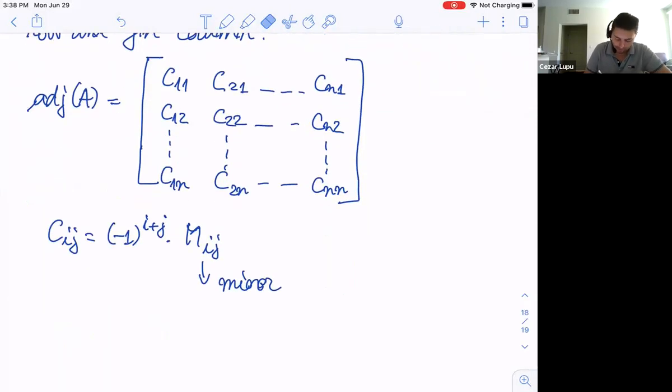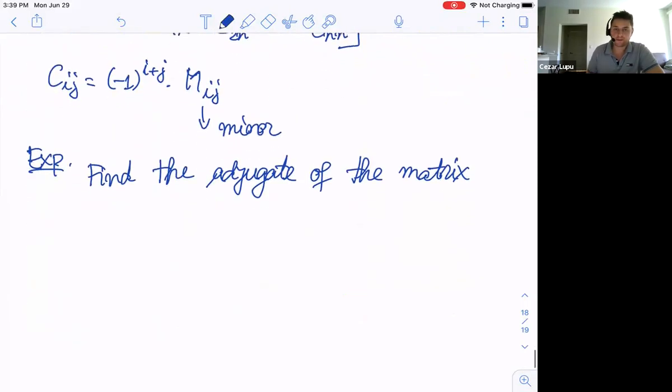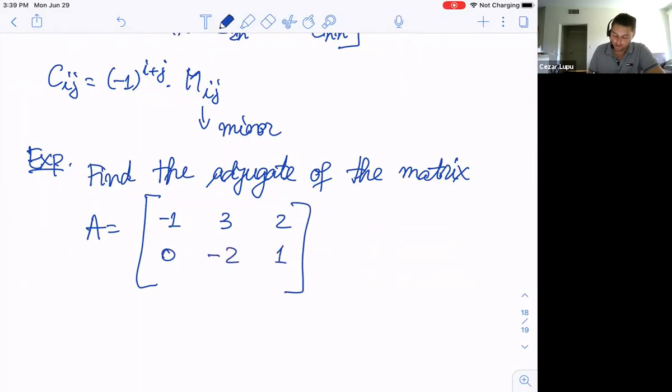The example is the following. Find the adjugate of the matrix A, which is -1, 3, 2, 0, -2, 1, and 1, 0, -2. So we want to find the adjugate of this matrix.